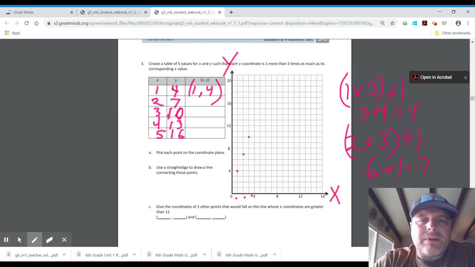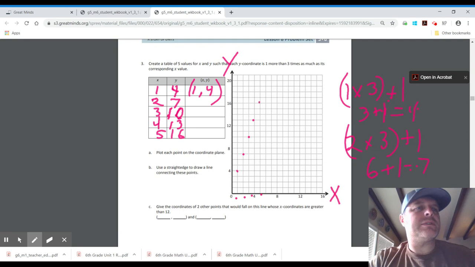And we have a 4 and 13, so 4 is right there, it's labeled, and 13. And last but not least, we have 5 and 16. 5 is right there at the bottom, and 16 going up. And there we are. Okay. So you can see this line is very steep.